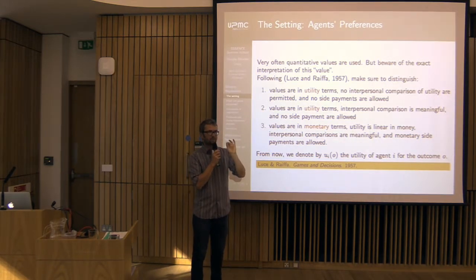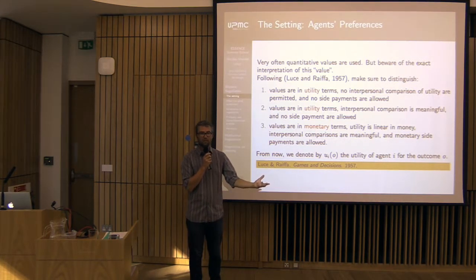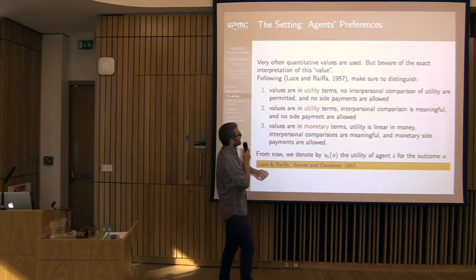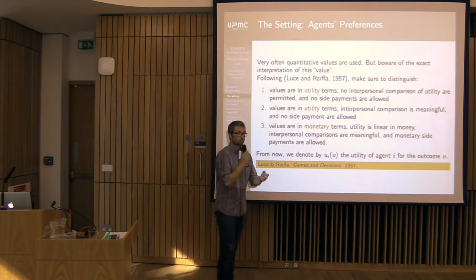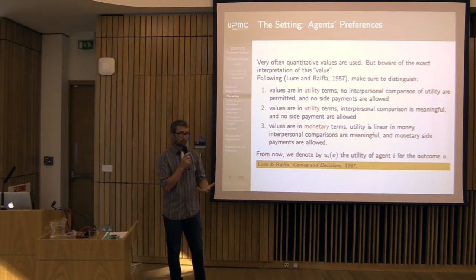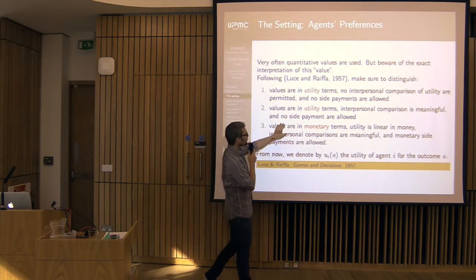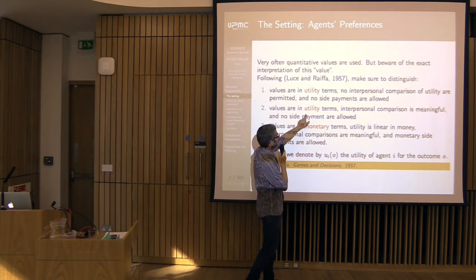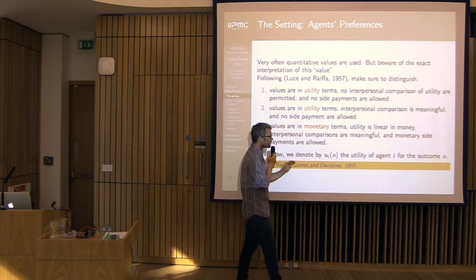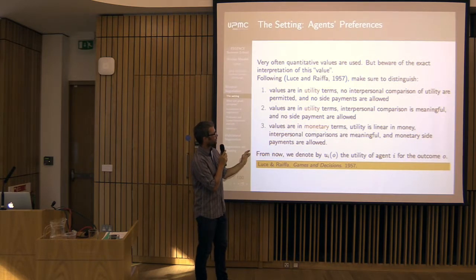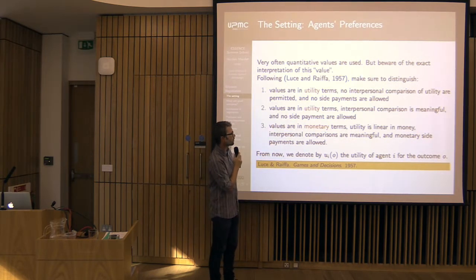But if I gave value 7 for this bottle of wine, it doesn't mean that your value 7 would be the same. Okay? Not at all. So we have this setting where no side payments are allowed, so no money is involved in the negotiation process. Or second item, you can have utility terms. Interpersonal comparison is meaningful, so you can do this kind of comparison, and you still have no payment allowed.